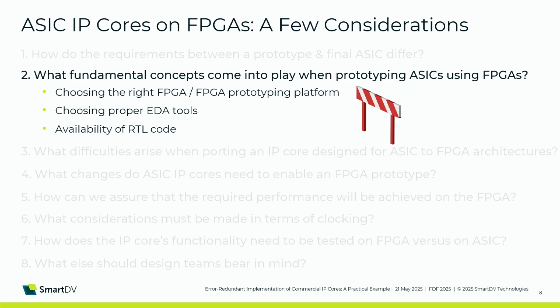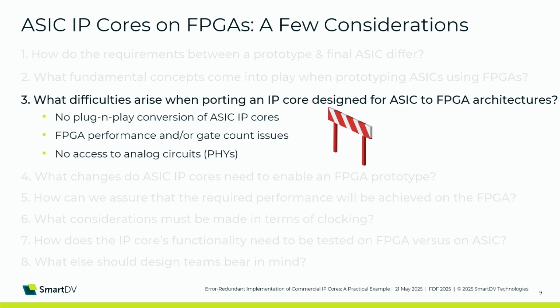Okay. The next topic is about choosing the right EDA tools, and also you have to check the availability of RTL code. Okay. The next topic we already discussed briefly, so we do not offer a plug-and-play solution typically for ASIC cores. You must consider this will cause time and effort on your side to convert existing ASIC cores to make them suitable for FPGA. Next topic is about gate count. We have discussed this, but also the next topic is quite important.